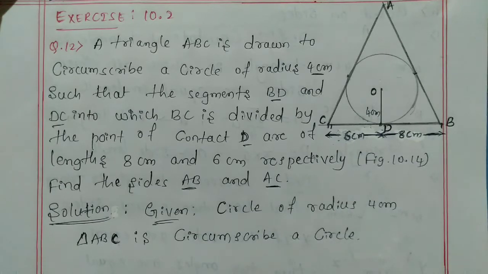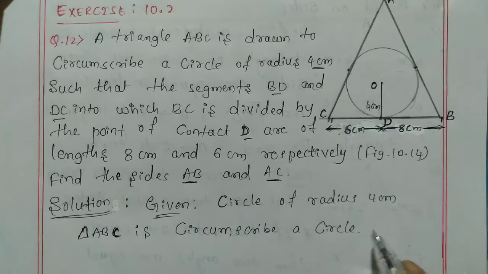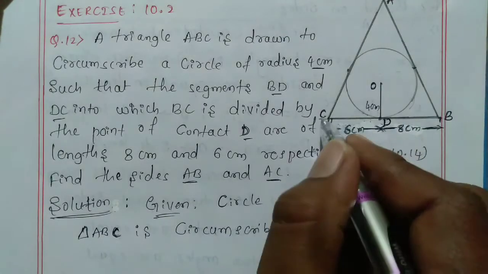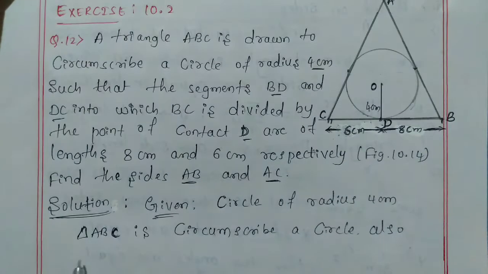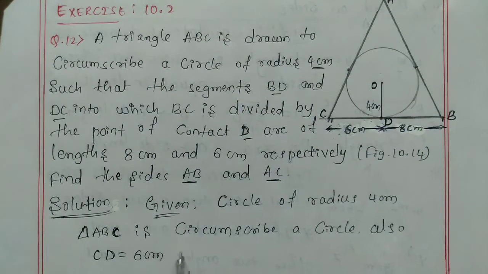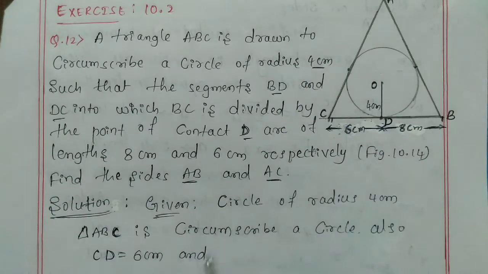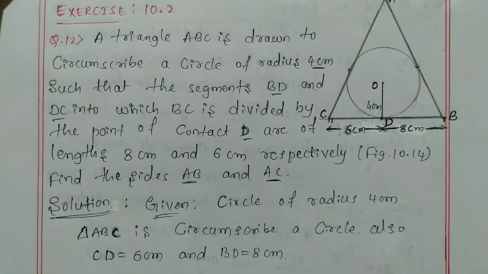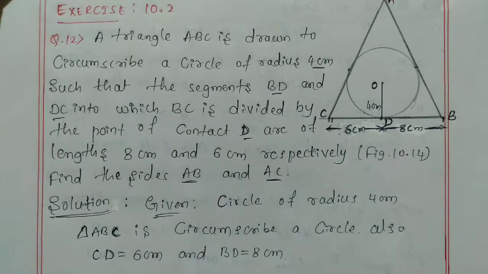Okay, so next, what else is given here? CD and BD. CD is 6 centimeter, so I will write here CD equal to 6 centimeter, and BD is 8 centimeter, BD equal to 8 centimeter. Okay, so next I will go to construction.